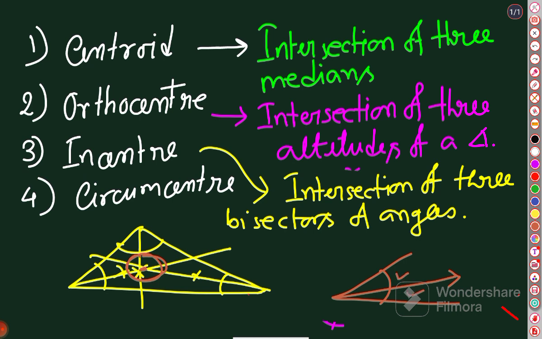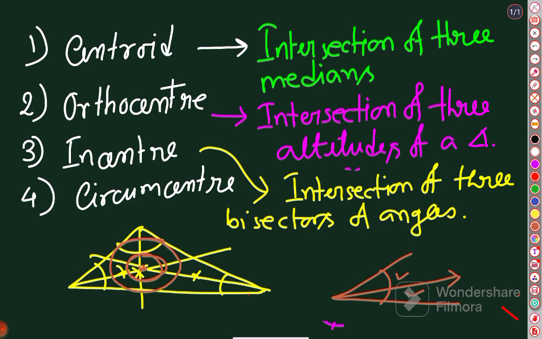This is called the angle bisector. These three angle bisectors intersect at this point, so this point is called the incenter. Why incenter? Because this point is the center of a circle.